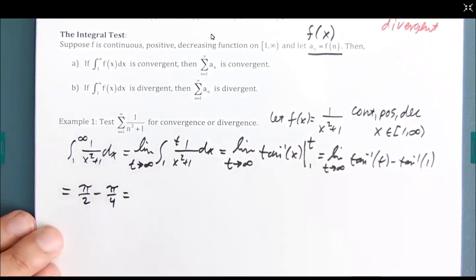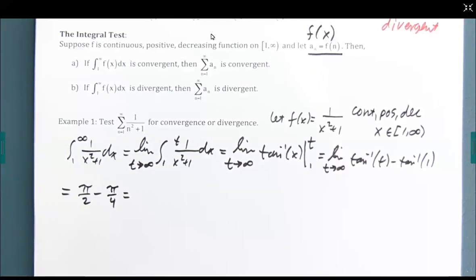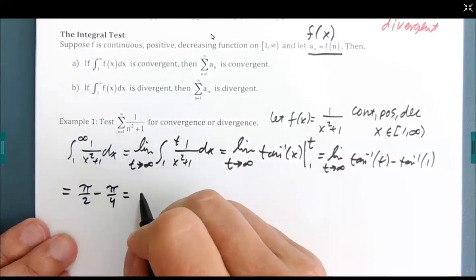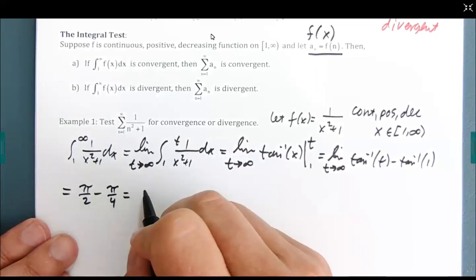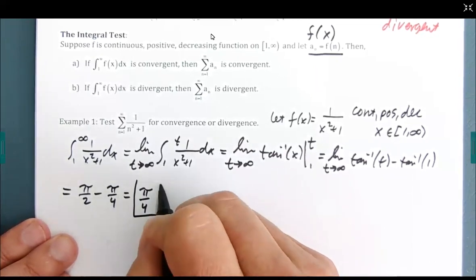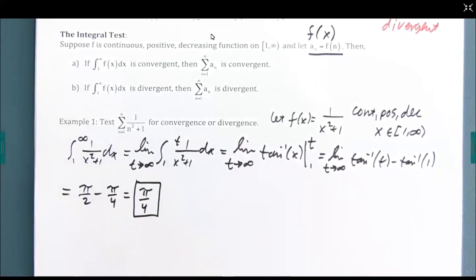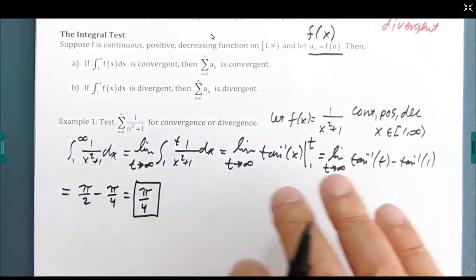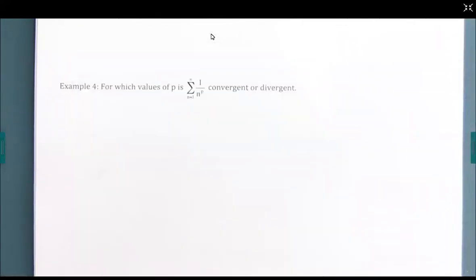Now, inverse tangent of 1 is actually pi over 4. If you look at the 45, 45, 90 degree special triangle, this gives us pi over 4. No problem. So let's move on to our next problem.